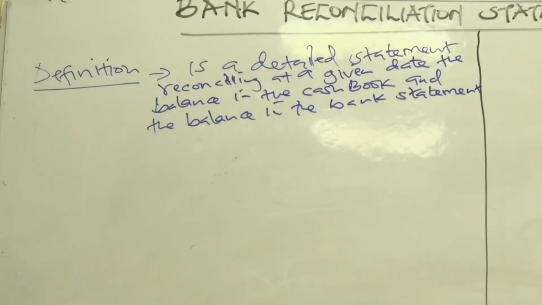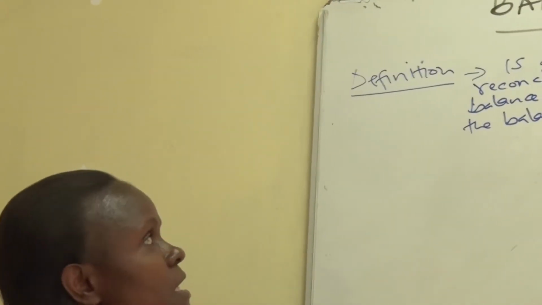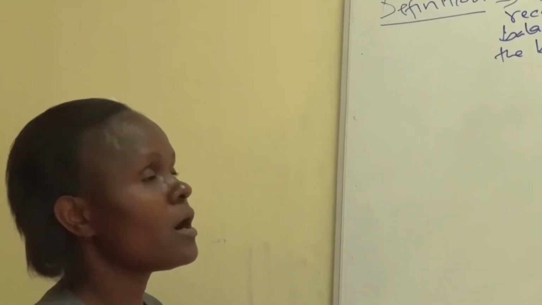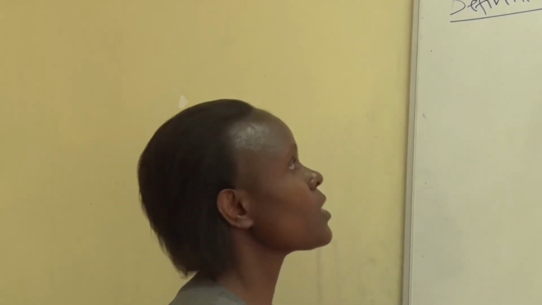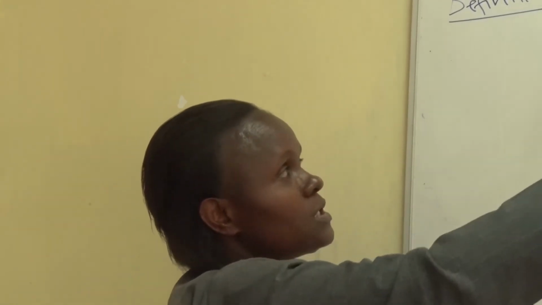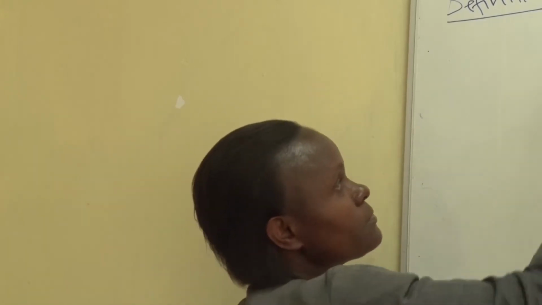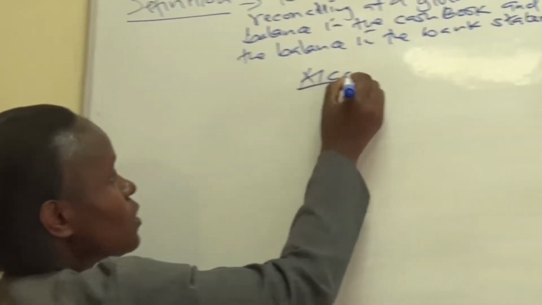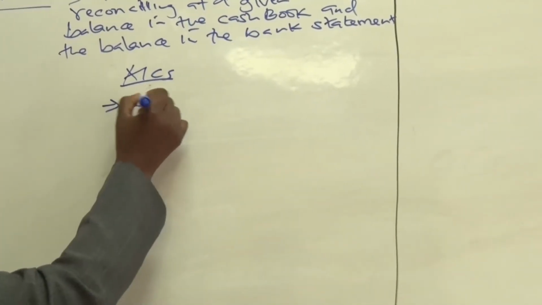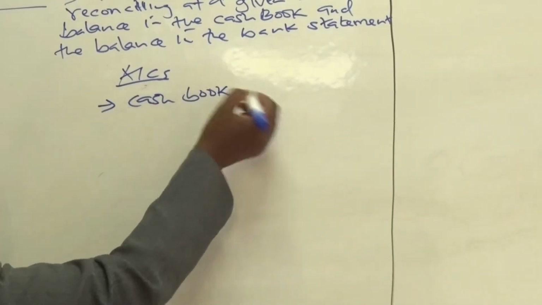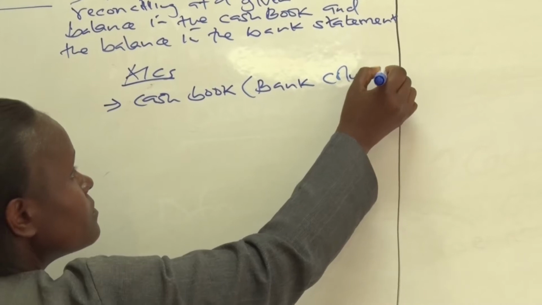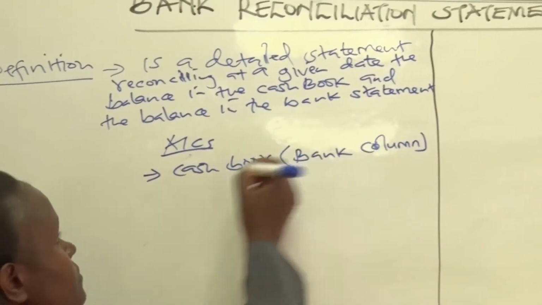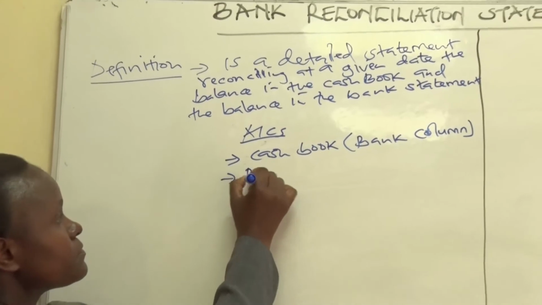So in most businesses, we operate a bank account where we record our transactions, because nowadays most businesses receive money through the bank. So in the bank reconciliation statement, we are going to look at two accounts: the cash book, that's the bank column, and the bank statement.